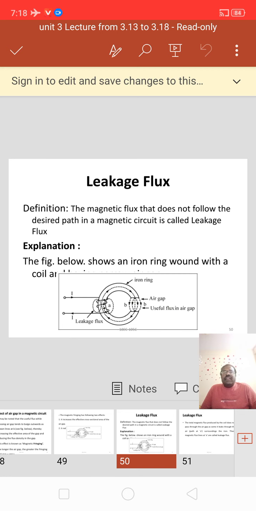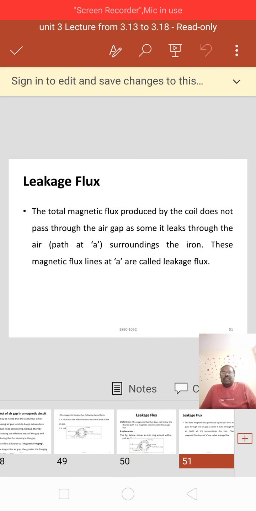It doesn't have a direction. It can flow from one area to another area. That is leakage flux. The total magnetic flux produced by the coil does not pass through the air gap, as some of it leaks through the air path at A surrounding the iron. These magnetic flux lines at A are called leakage flux.